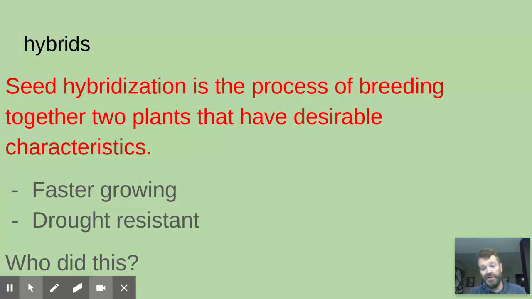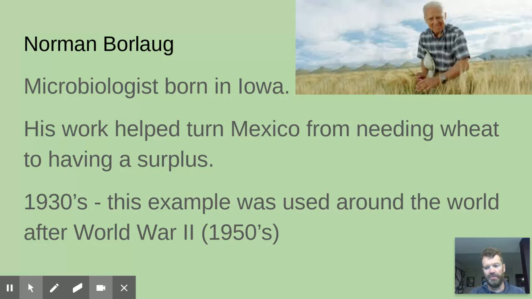Okay, so these faster growing, drought resistant things, like I keep talking about scientists. So, who did this, right? This dude, Norman Borlaug. He was a microbiologist, right? So I know some of you guys like biology and talk about, you know, that's what you want to do. You want to study biology, maybe become a doctor or whatever. So this guy was a microbiologist. What he did in Iowa, at the University of Iowa, helped turn Mexico from needing wheat to feed their people to having a surplus to trade overseas.